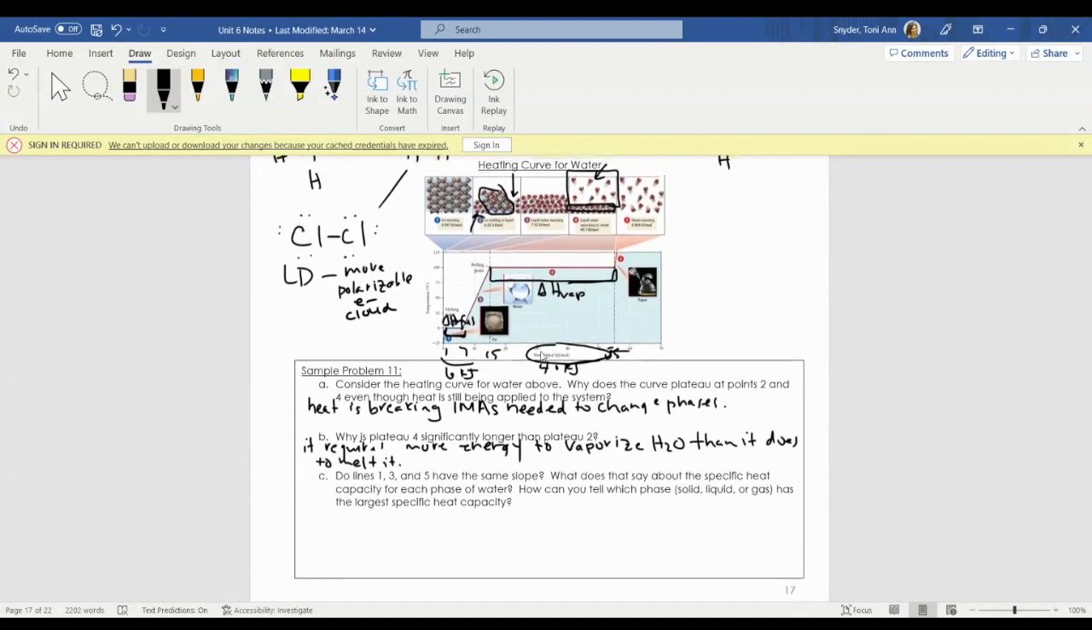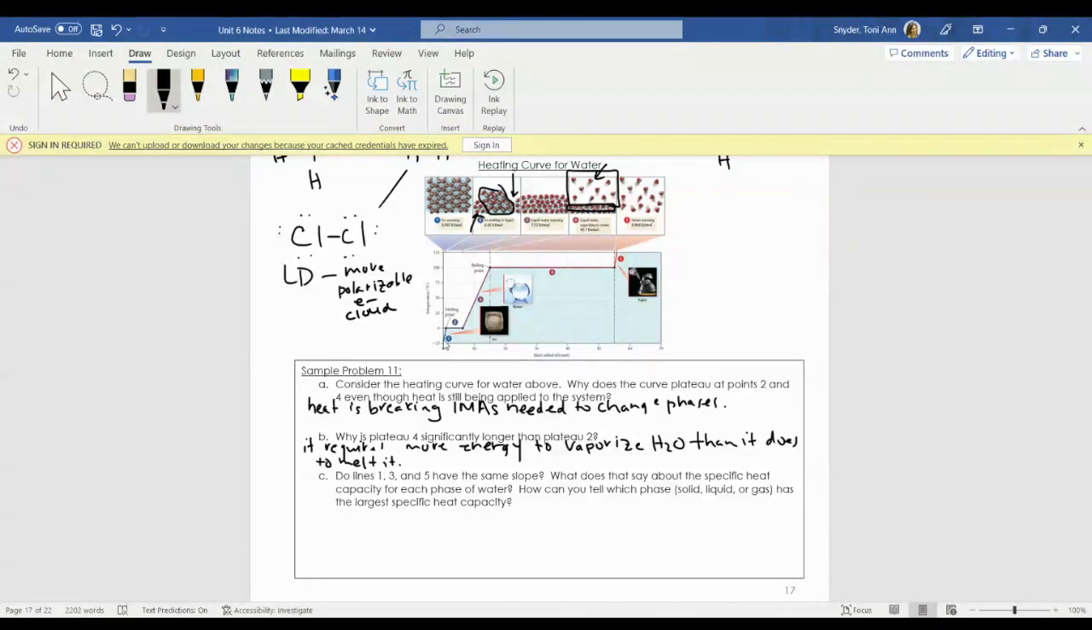Do lines 1, 2, and 3 have the same slope? So I'm going to erase some stuff here so it's a little bit easier to see. Now we're going to compare the lines 1, 2, and 3. We've already looked at points 2 and 4. So here's 2, here's 4. That's done. We're looking at 1, 2, and 3. Do they have the same slope?